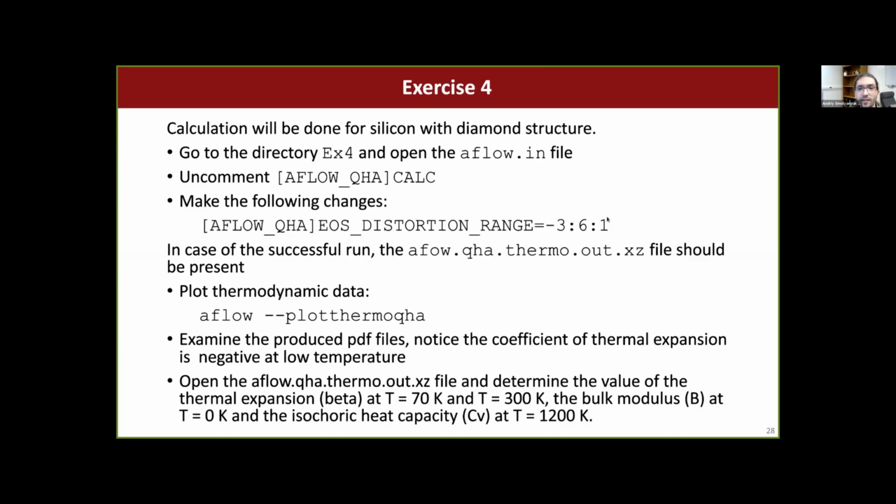The fourth exercise will correspond to the third one, but I provide you calculated data. In case of a successful run, we will have an AFLOW QHA thermal file created, where you will have all of the properties as a function of temperature. You can use the plot thermo QHA command to plot them. I encourage you to open the PDF files and have a look. And you will have a short exercise for the last, just to look at the numerical values of thermal expansion and heat capacity, just as an example.